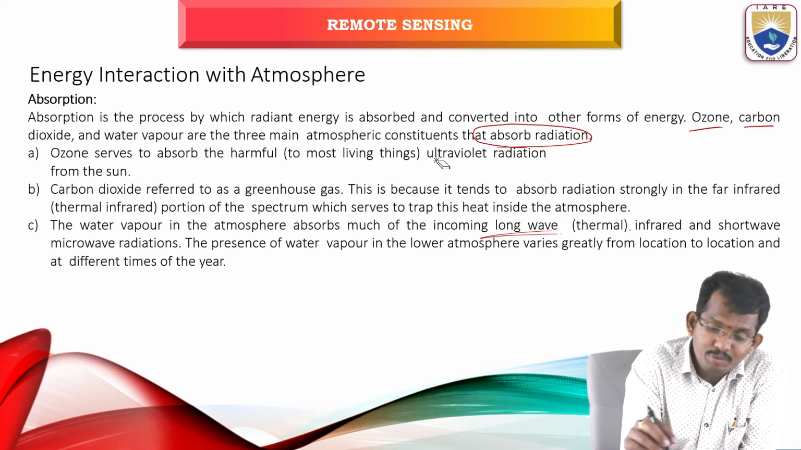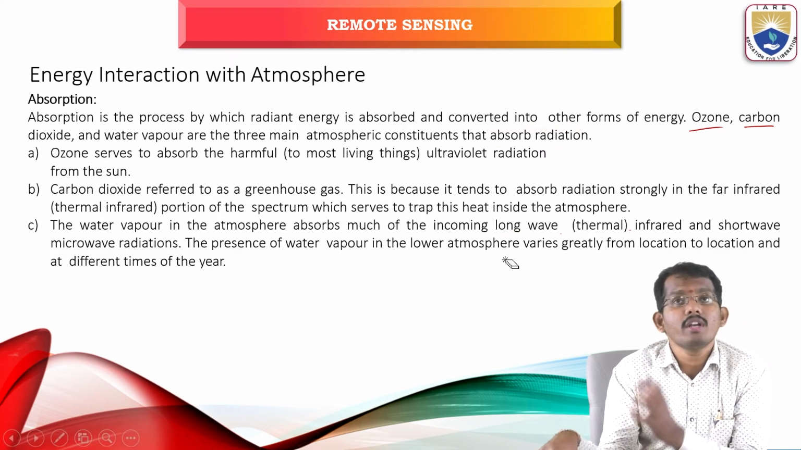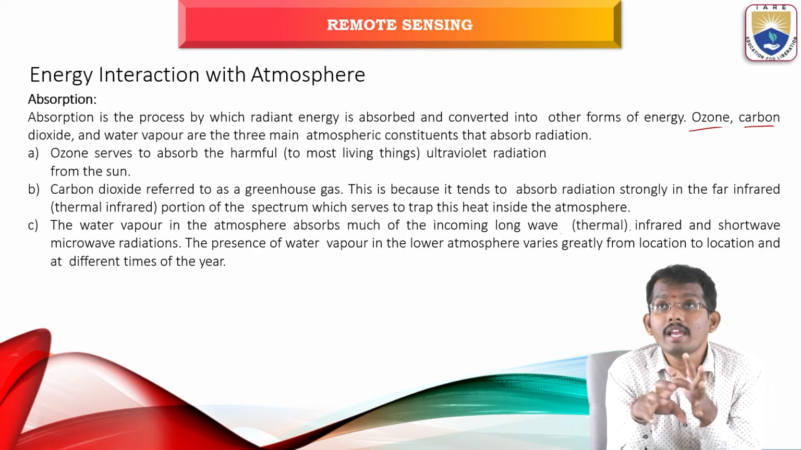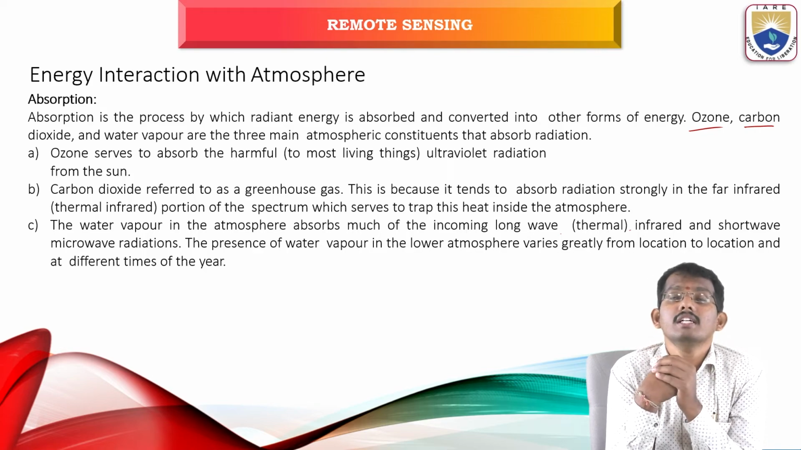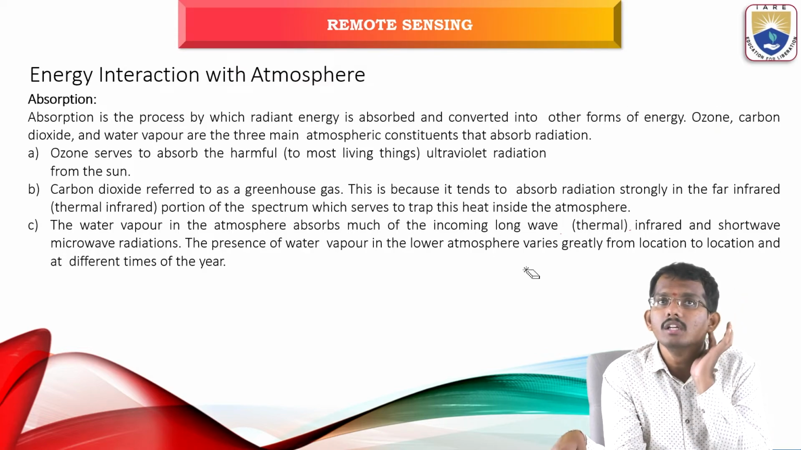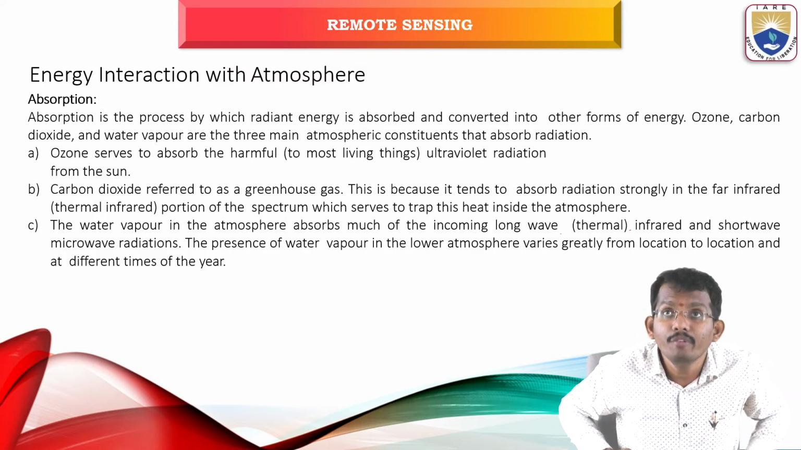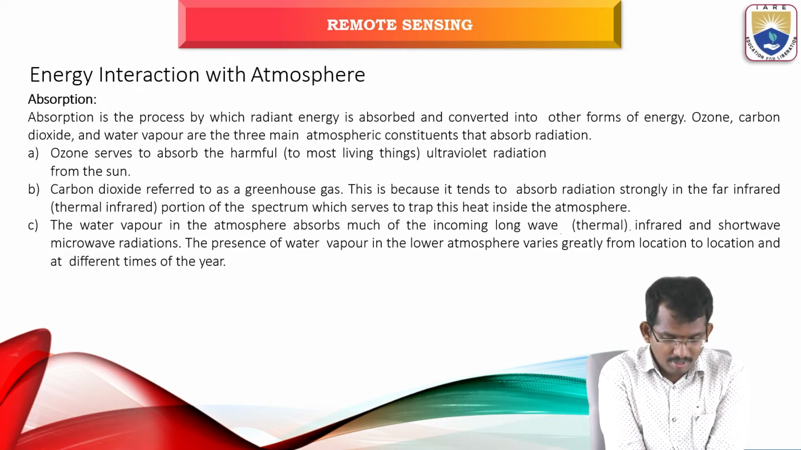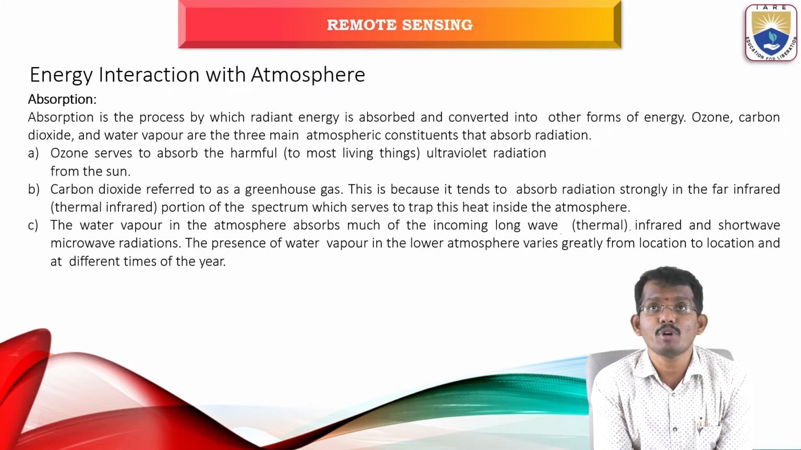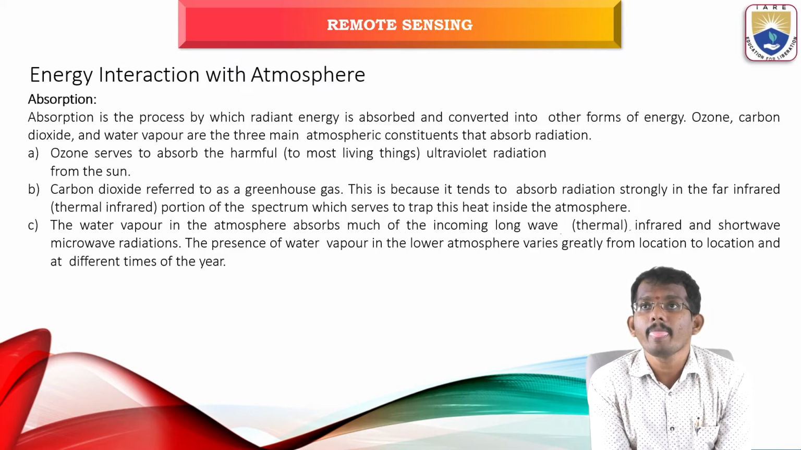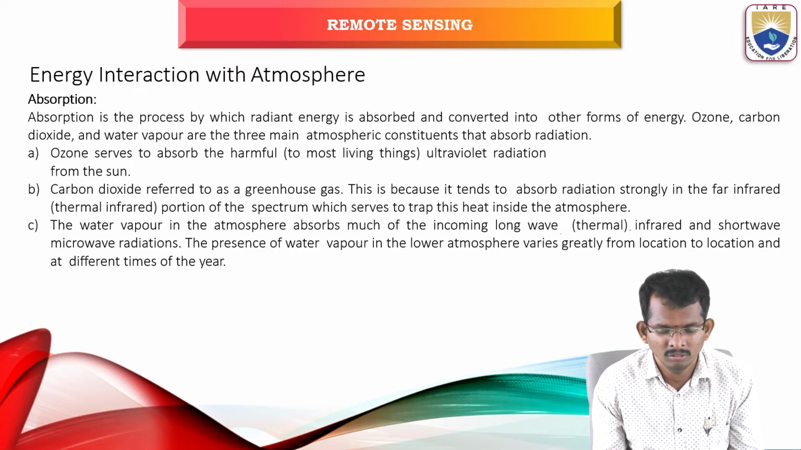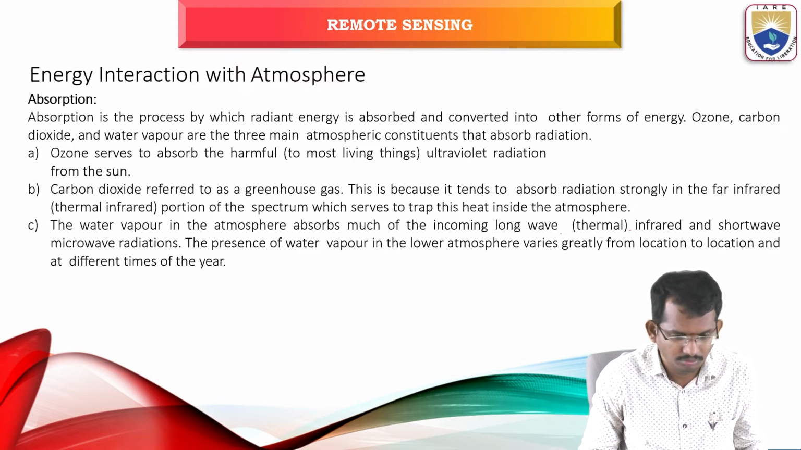So that is absorption. We know that the ozone layer, water vapor, and carbon dioxide are the main factors that absorb the radiation. The ozone layer absorbs the harmful ultraviolet radiation, whereas carbon dioxide absorbs in the greenhouse gas range, and the water vapor absorbs the long thermal infrared waves and short micro radiations.